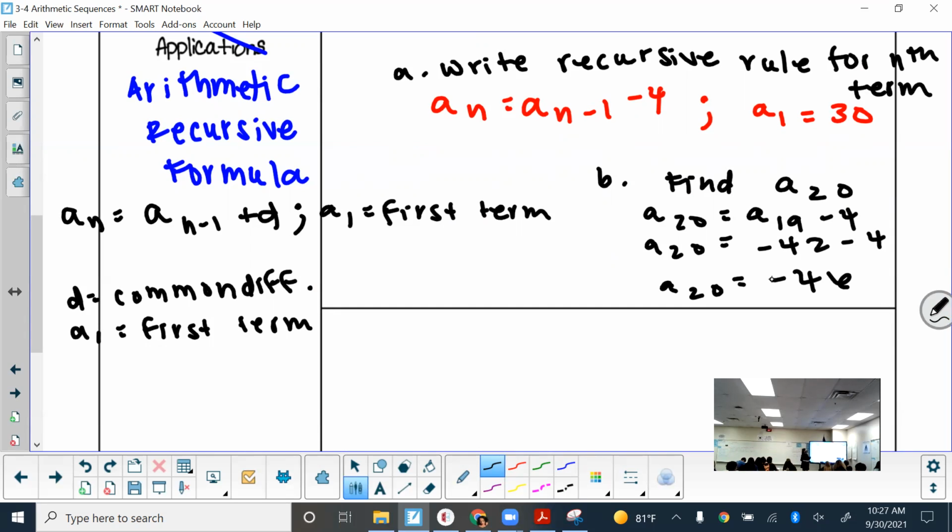But again, all we're testing you on is, can you identify your common difference, your first term in the sequence, and plug it in, just like we do in substitution. Question? All right, don't line up at the door, we're working on the worksheet.